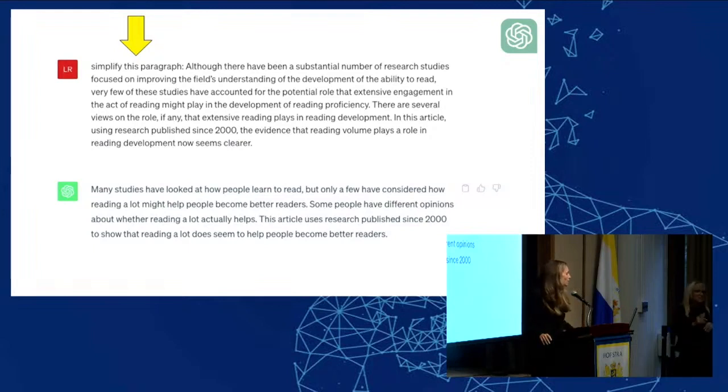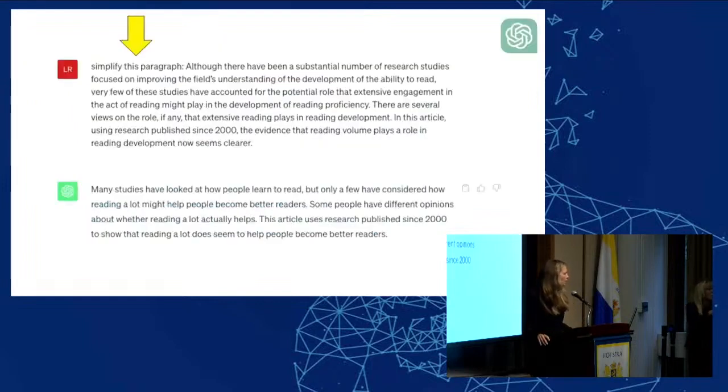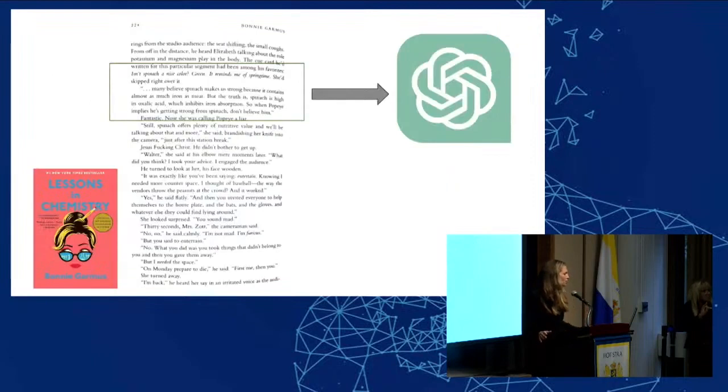So I put in a prompt to simplify this paragraph. That is the abstract from the article from Reading Research Quarterly about the positive relationship between reading volume and reading achievement. And you can just take a look on the screen. At the bottom is what ChatGPT gave me, just a general overview of the article with simplified language to help me gauge what the article is mostly about. So that's a very positive use of ChatGPT when doing research.